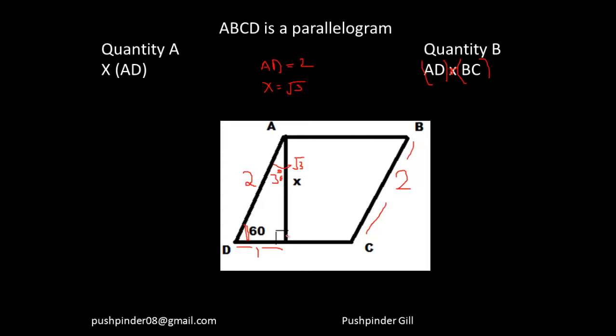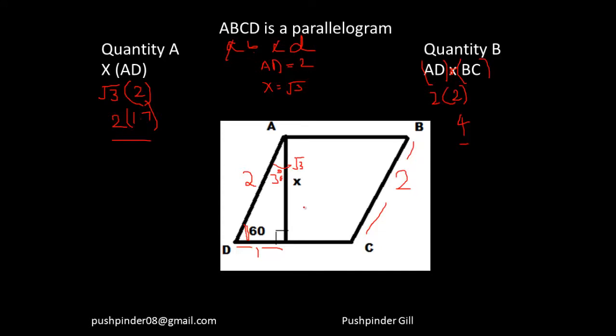Okay, now what is he asking? The first option is x times AD, which is root 3 times 2. And what is he asking here? AD times BC, which is this. So which is greater? Is it 4, or is 2 into 1.7 greater? So this is smaller than this. That means that there were these 4 options, and now I have proven that B is greater than A. That means A is gone and C is gone.